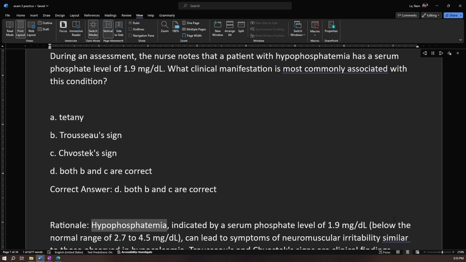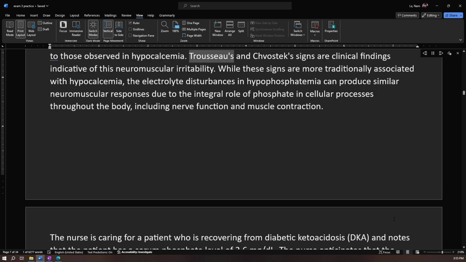Rationale: hypophosphatemia, indicated by a serum phosphate level of 1.9 milligrams per deciliter, below the normal range of 2.7 to 4.5 milligrams per deciliter, can lead to symptoms of neuromuscular irritability similar to those observed in hypocalcemia. Trousseau's and Chvostek signs are clinical findings indicative of this neuromuscular irritability. While these signs are more traditionally associated with hypocalcemia, the electrolyte disturbances in hypophosphatemia can produce similar neuromuscular responses due to the integral role of phosphate in cellular processes throughout the body, including nerve function and muscle contraction.